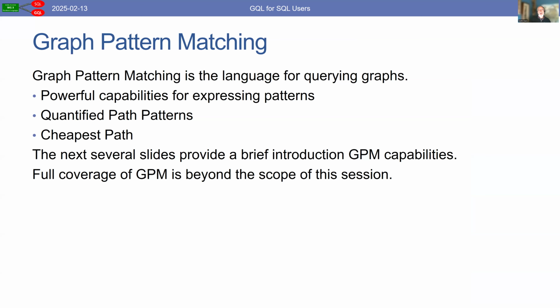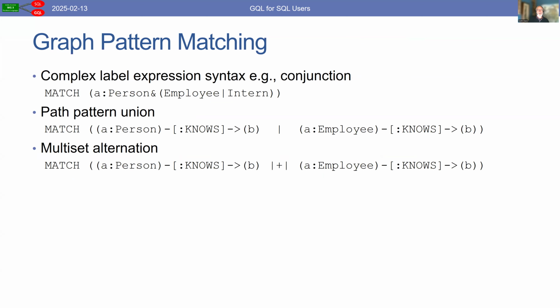The core of querying is called graph pattern matching. So it's a really powerful set of capabilities for expressing patterns. There's also what are called quantified path patterns and cheapest path queries. And I'm going to give you a couple of introductory slides into these capabilities, but not go into them in detail because it just doesn't fit in this particular talk.